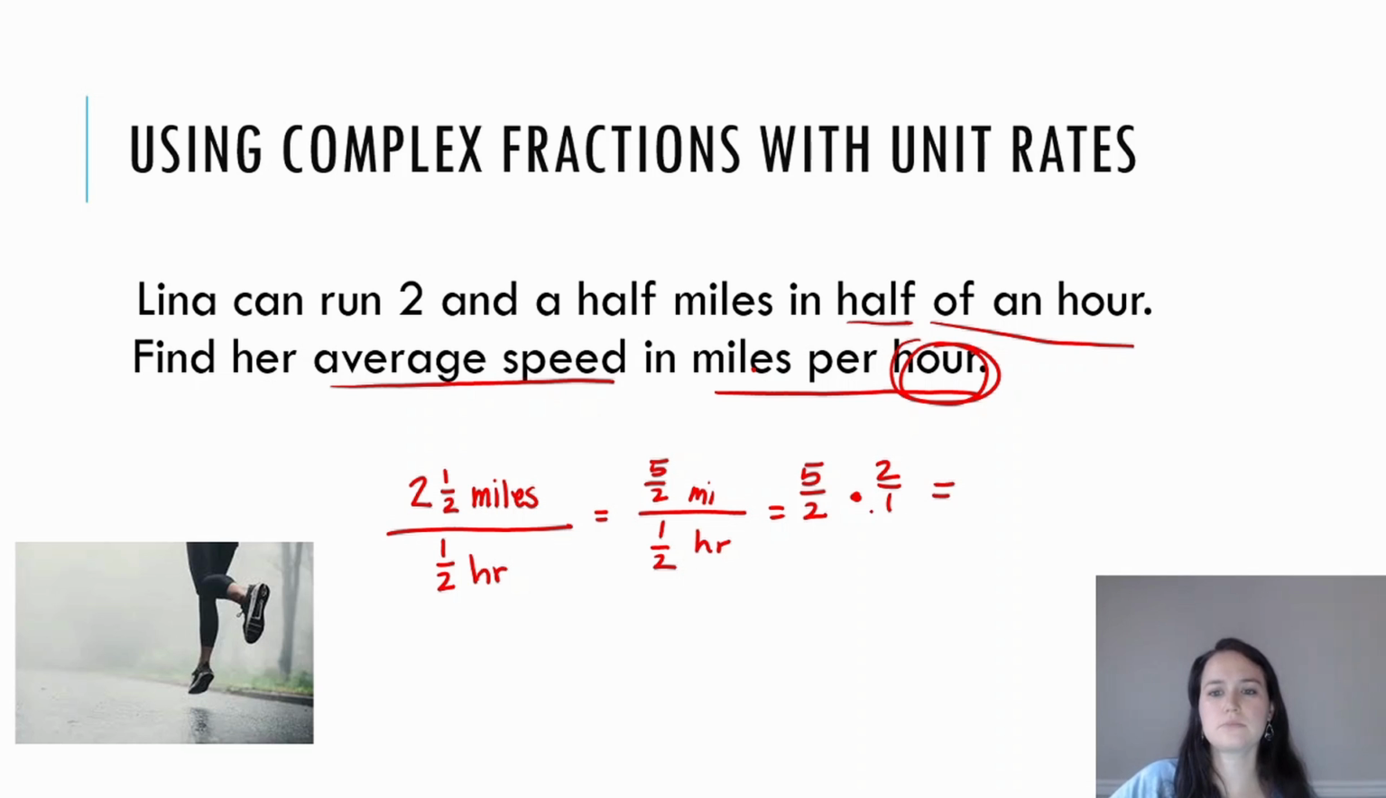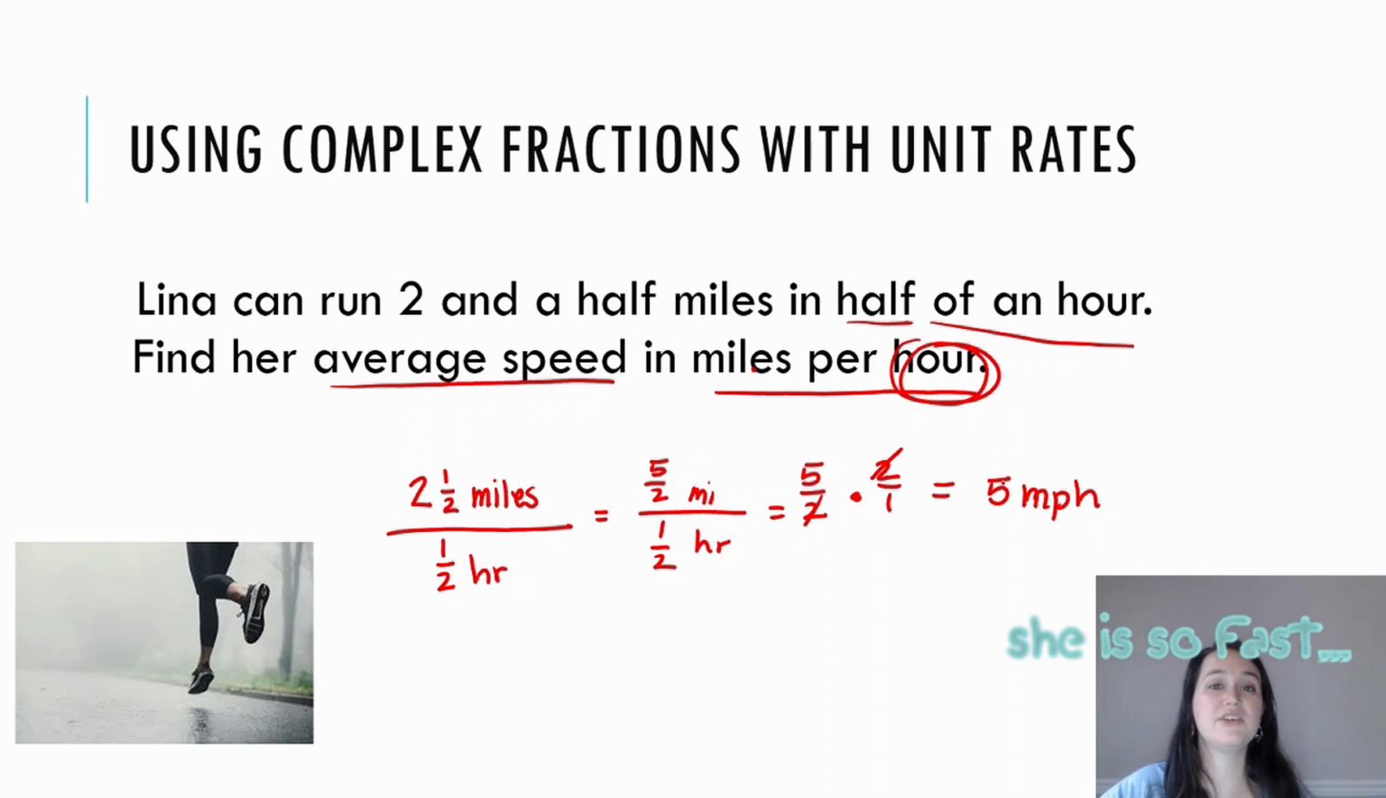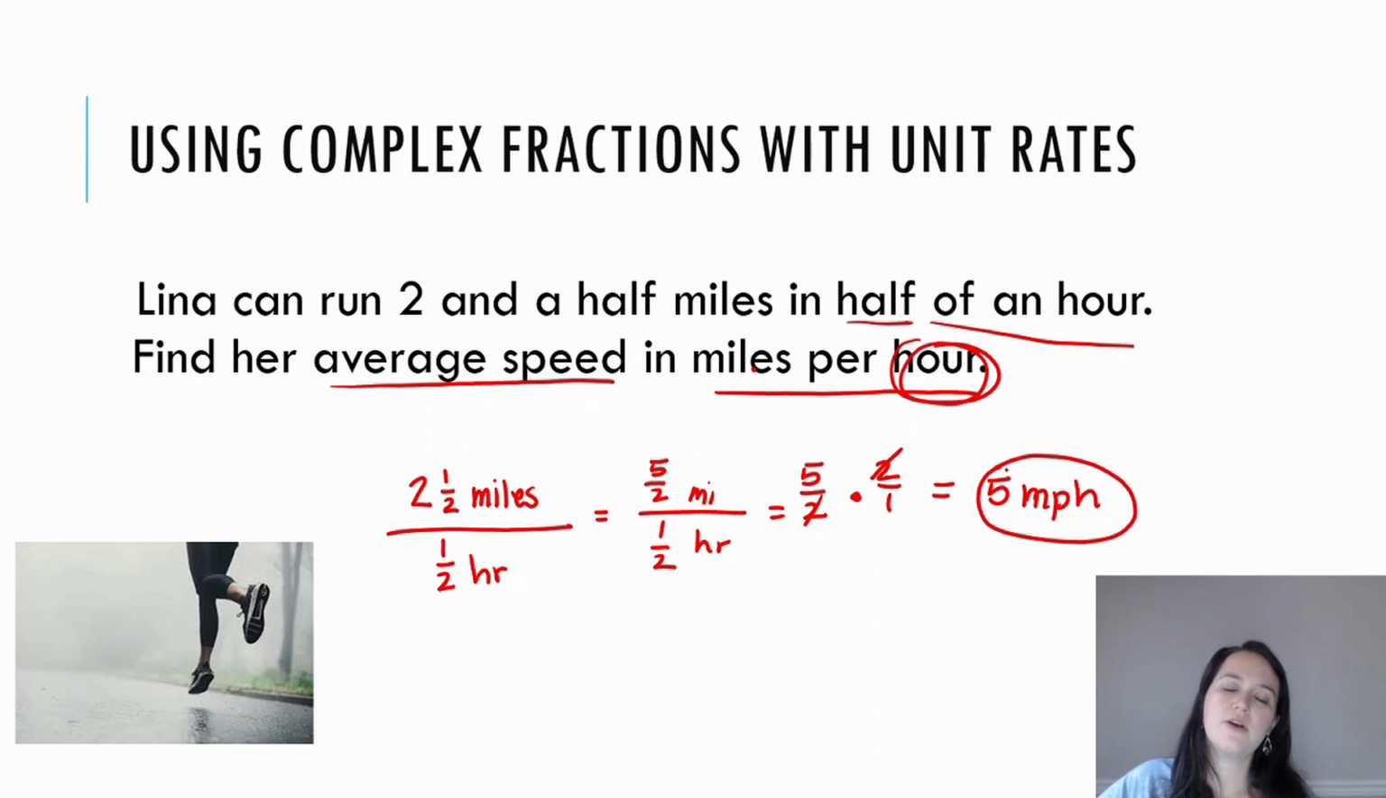Okay. And I've got 2 and 2, cancels out. That equals 5 miles per hour. It's just 5 miles per hour. It's pretty good. It's faster than me. So there you go. 5 miles per hour.